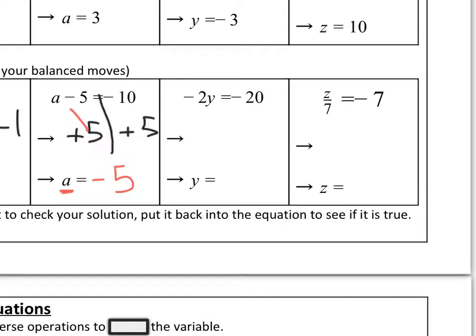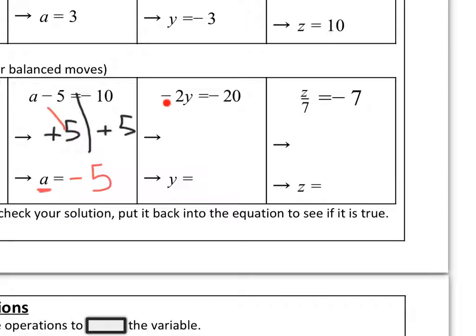Moving on, we've got negative 2y equals negative 20. Since it's a coefficient, right next to the variable, the opposite is going to be division. So I'm going to divide by negative 2. Also divide by negative 2 on the right side of the equation.